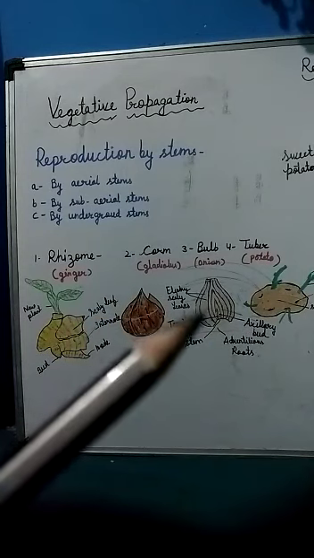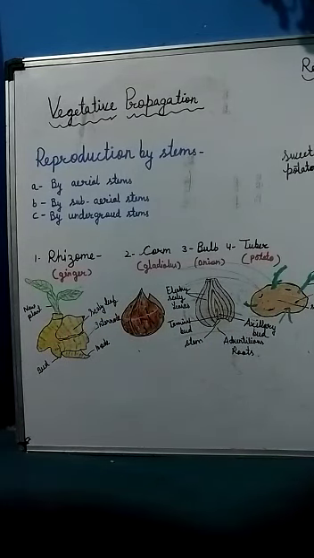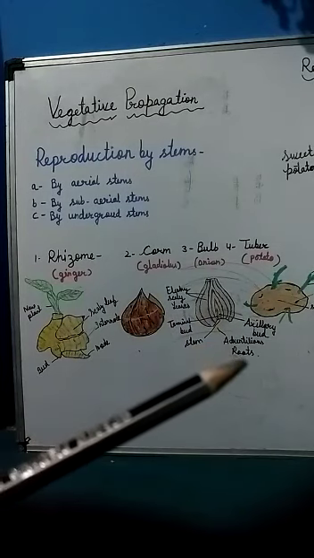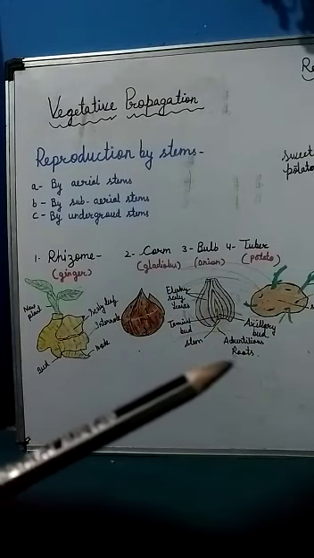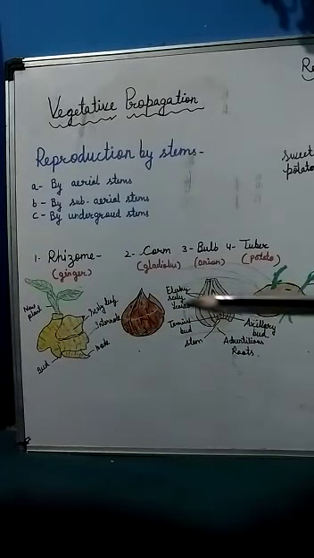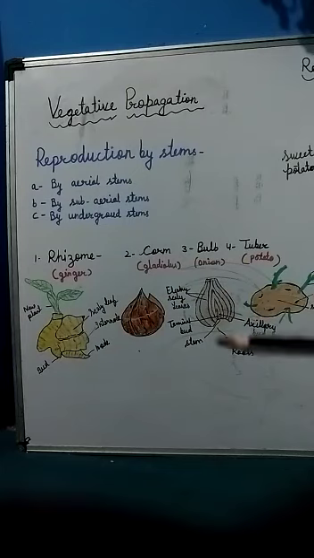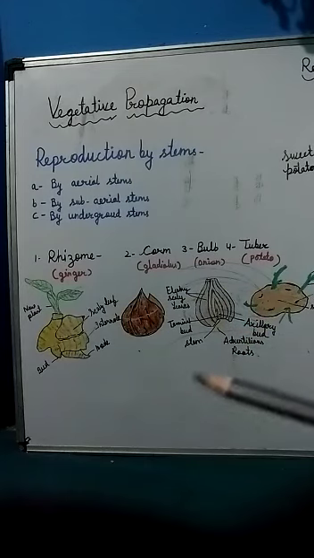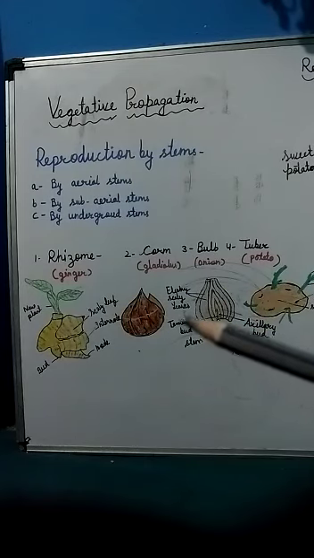Now the next one is bulb. A bulb is an underground stem having a bud and membranous leaves. This bulb has two types of leaves: one is scaly leaves and another one is fleshy leaves.